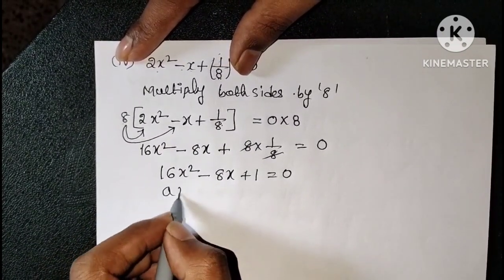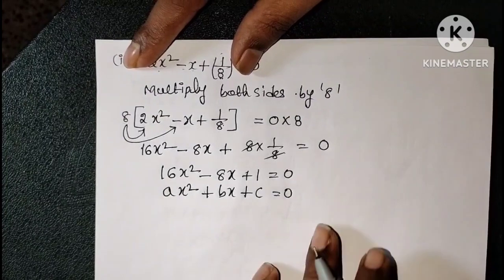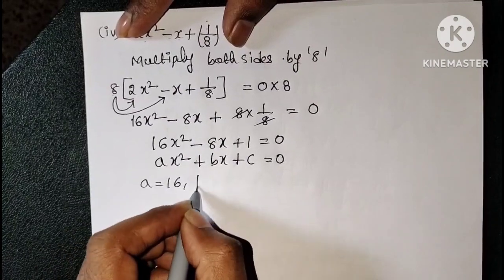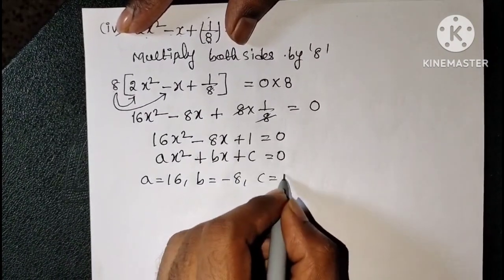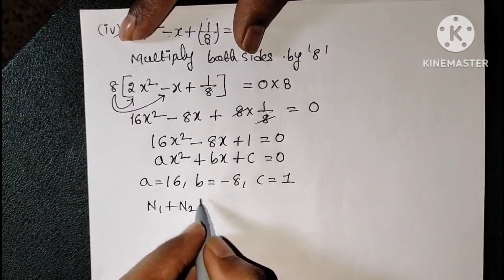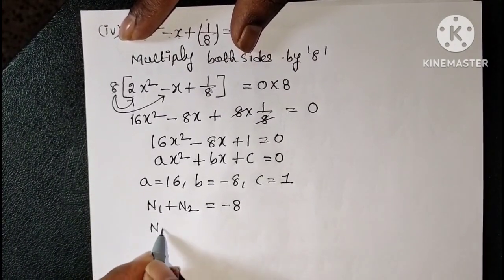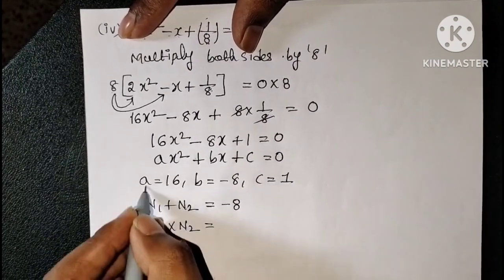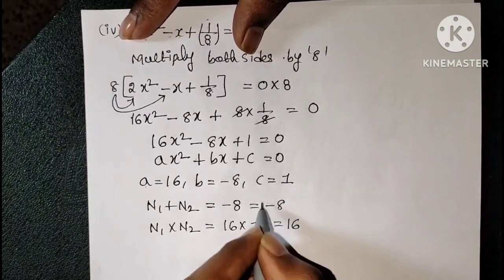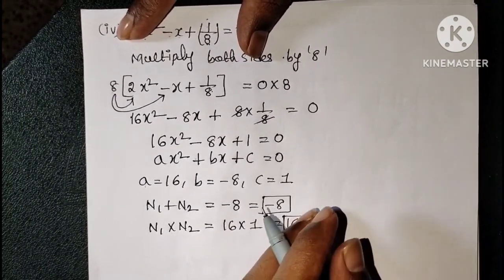So now compare with the standard form of quadratic equation. ax square plus bx plus c is equal to 0. Now here a is equal to 16, b is equal to minus 8 and c is equal to 1. So we have to find two numbers. Sum must be equal to minus 8, nothing but b, and product must be equal to a into c. 16 into 1, 16. So sum చేస్తే minus 8 రావాలి, product చేస్తే 16 రావాలి. So we have to identify those numbers.